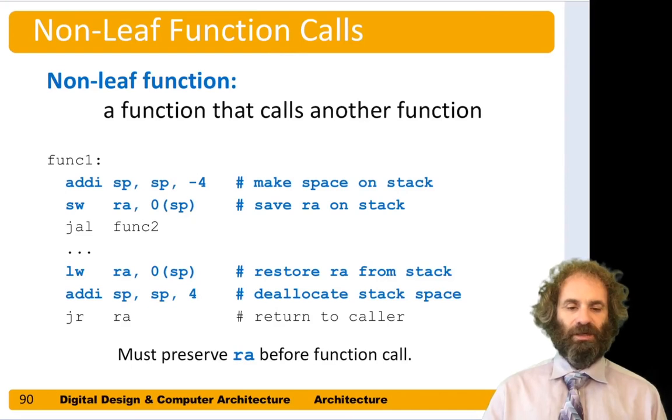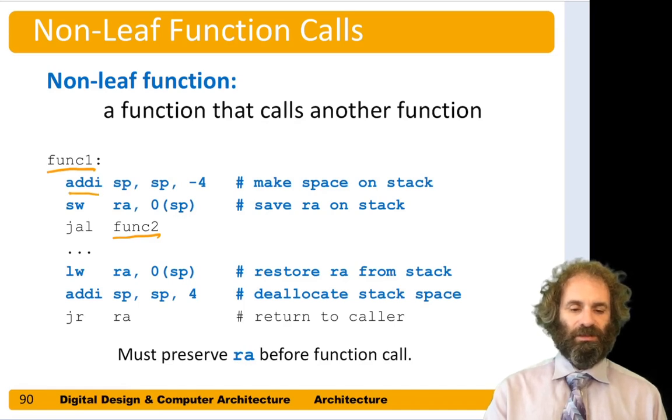Let's say we had a non-leaf function. That was a function that was going to call another function. So let's say we're in function 1 and we want to call function 2. Before we can do that, function 1 needs to know where to go back to. So it needs to move the stack pointer and save its return address onto the stack. Then it can call func2. That will mess up RA.